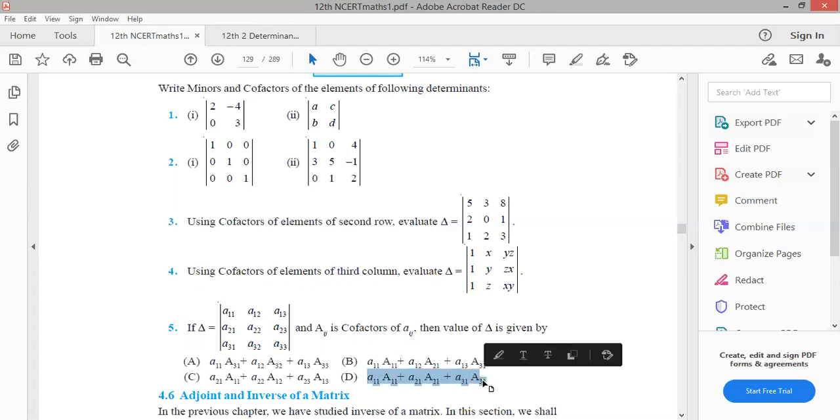Why? Because here the elements of the first row are multiplied by their corresponding cofactors. This is actually the remark that we have earlier highlighted. So the correct option is part D of this question.